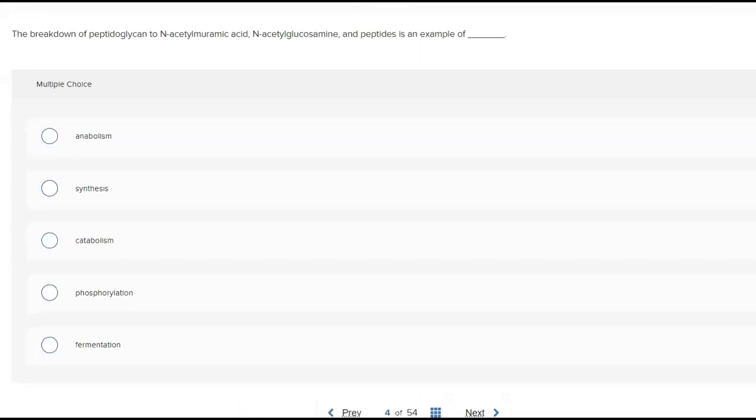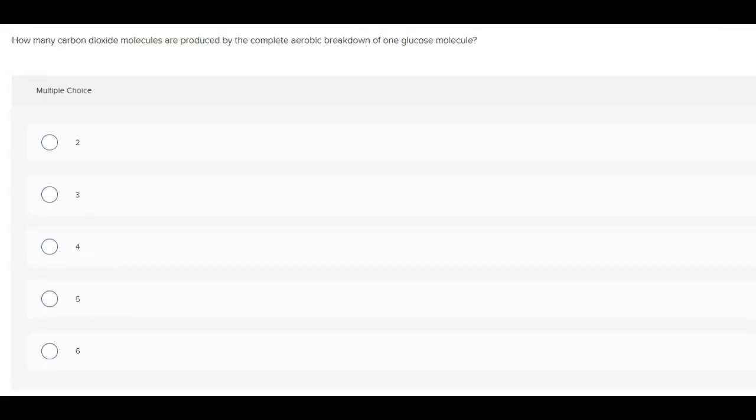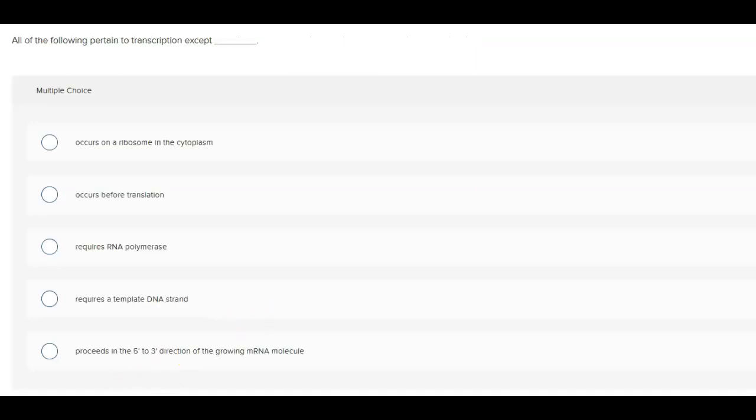Let's move to another one. This is one example of the cell respiration questions. You can see here, very straightforward. How many CO2s are produced by the complete breakdown of one glucose molecule? So I like that one. You're also going to see a few questions like this that have to do with, like, all the following steps. So obviously one of these does not pertain to transcription, which is DNA being the code for the production of RNA.